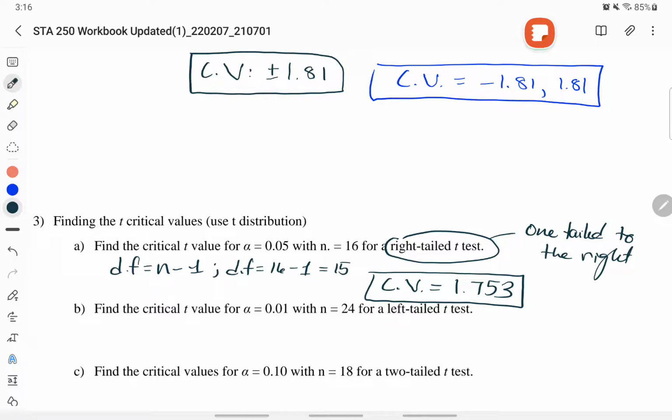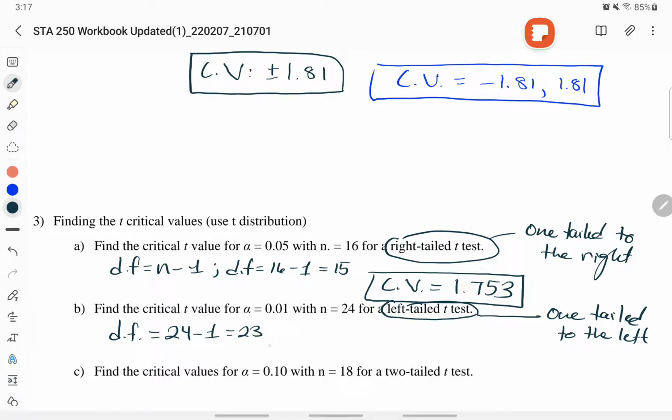Letter B. You want to find the critical t values for an alpha equals 0.01. Our sample size is 24 for a left-tailed t-test. Because it's a left-tailed t-test, that is a one tail to the left. Degrees of freedom is the sample size minus 1. So that's going to be 24 minus 1, which equals 23.